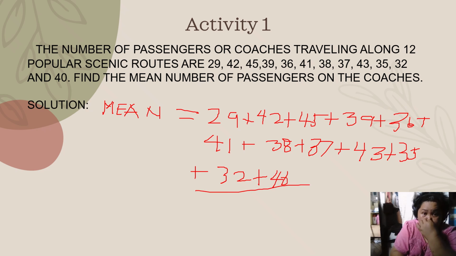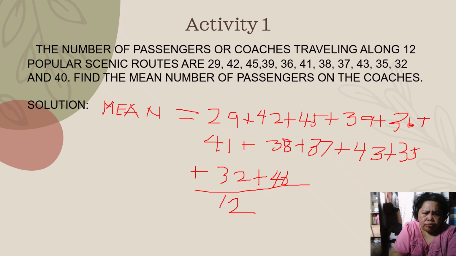Okay, divided by 1, 2, 3, 4, 5, 6, 7, 8, 9, 10, 11, 12. So divided by 12, because there are 12 numbers. So we add that one.